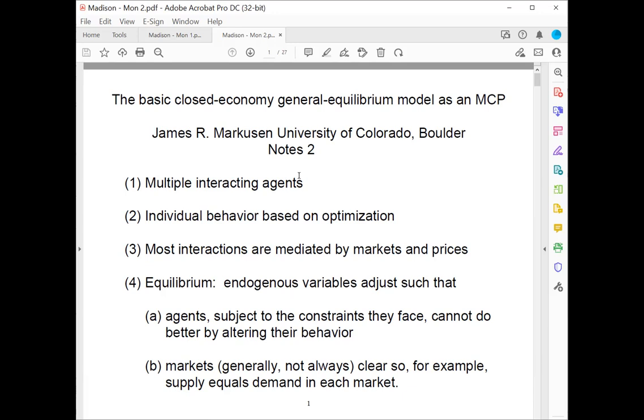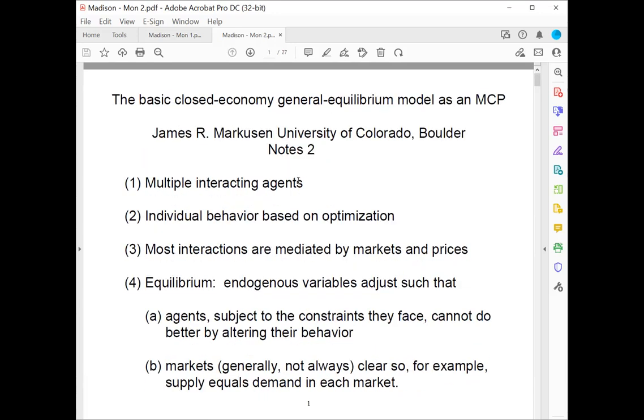Equilibrium, well, I'm sure there's nice formal definitions by theorists of what an equilibrium is. So this is a sloppy, simple definition of equilibrium. It's basically agents subject to the constraints they face and what variables they take as exogenous cannot do better by altering their behavior. That is, they're optimizing, given the things they can choose and the things they can't choose. Markets generally clear. So for example, supply and demand, supply equals demand in each market.